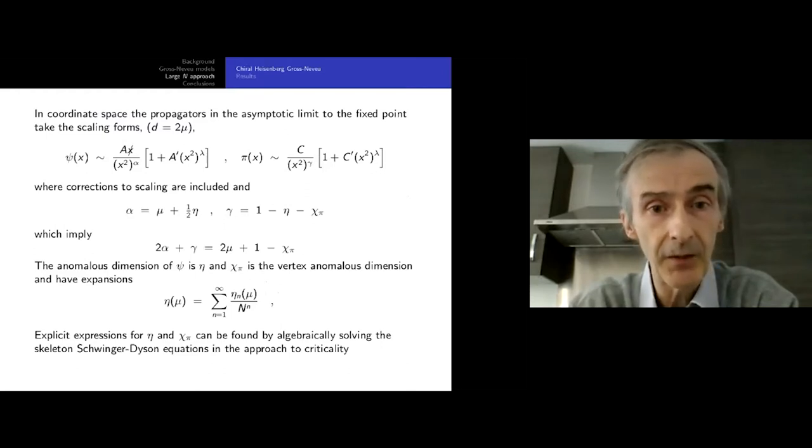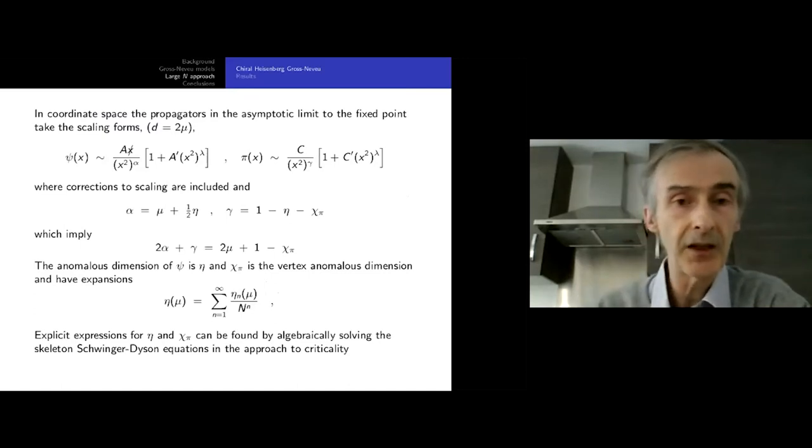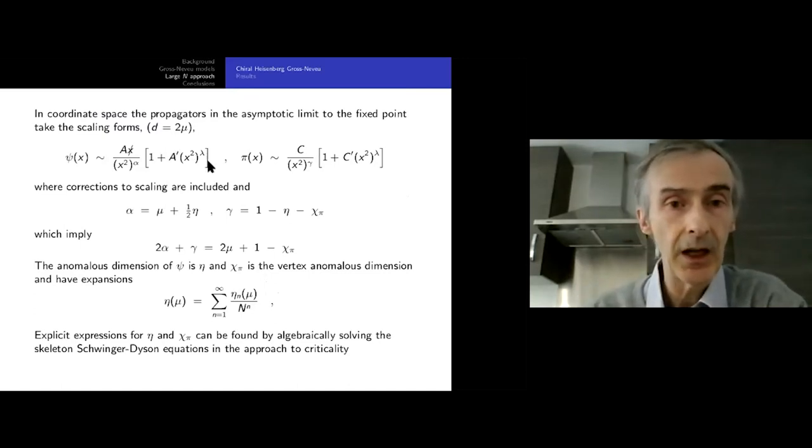So in coordinate space, the propagators all have a scaling form with potentially corrections to scaling, which I'll come back to later, but the key focus is on the leading term. The dimensionality of the field in the Lagrangian at criticality determines the power of the propagator. If you look at the dimensional analysis of the Lagrangian, the fermion field has a dimension which is d over 2. So I'm setting d equals 2 mu here, just for shorthand. And the pi field has a propagator which has got 1.